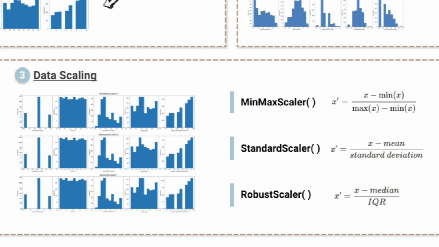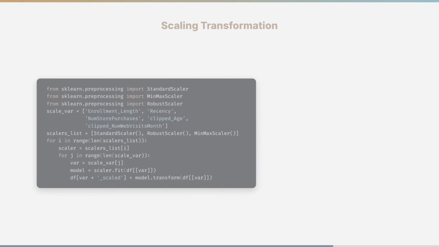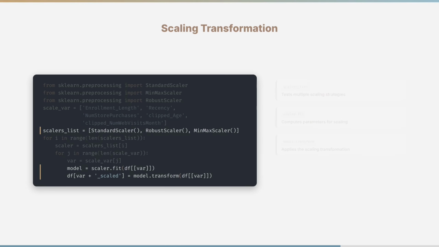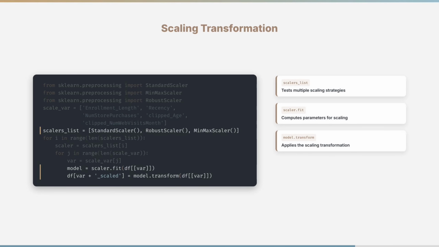Robust scaler is designed for skewed distributions and remaining outliers. Instead of mean and standard deviation, it uses the median and interquartile range, making it much less sensitive to extreme values. To compare these methods, we iterate through the numeric features, including those we clipped, and scale them using each of the 3 scalers in turn.